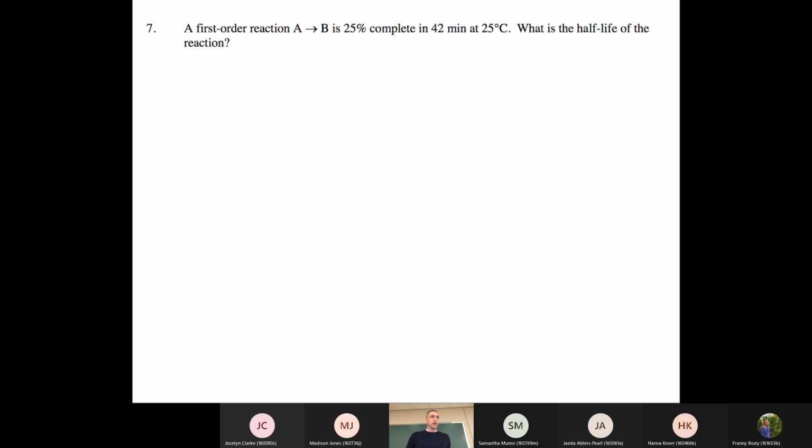This is using the integrated rate laws, and it says a first order reaction A goes to B, is 25% complete in 42 minutes at 25 degrees Celsius. What is the half-life of this reaction? So in order to get half-life, what we really need to get is K, because half-life, T1/2, is just the natural log of 2 over K. So if we have K, we have half-life for a first order reaction.